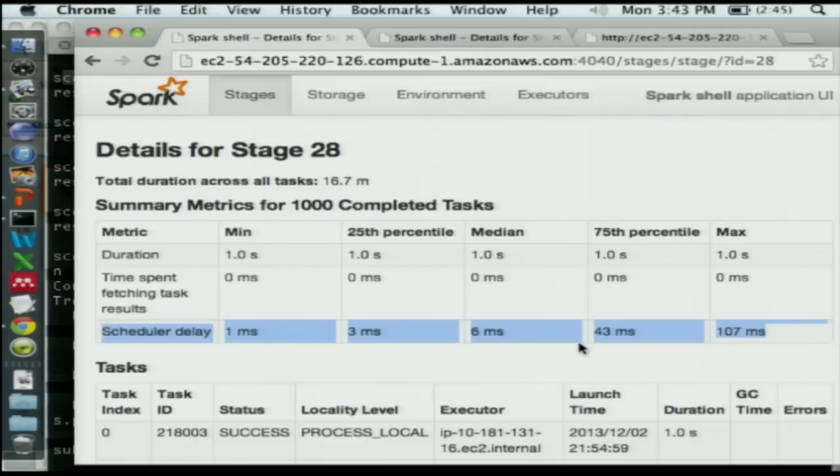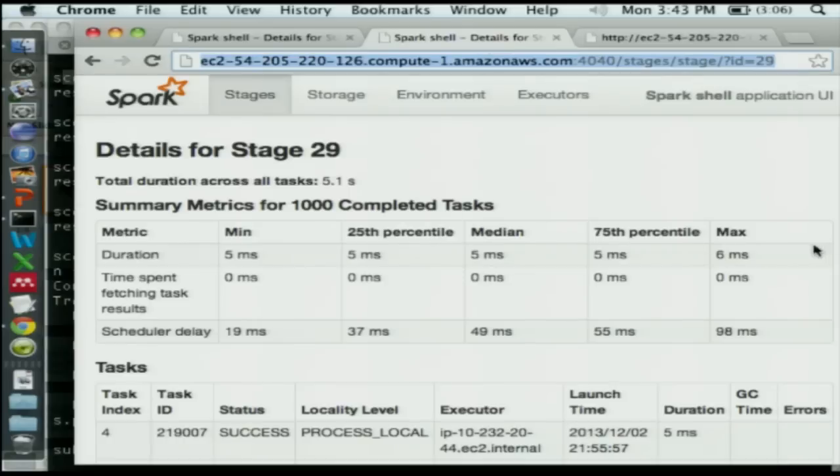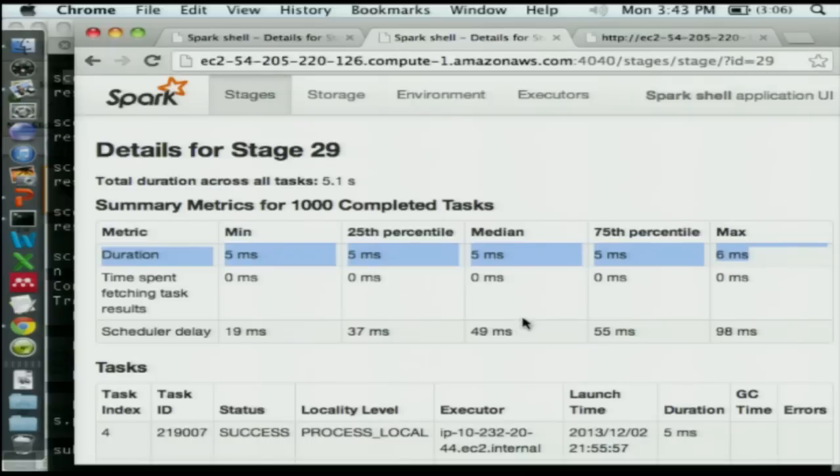At the median, it's 6 milliseconds. So everything is hunky-dory when we're running these long 1 second tasks. But then if we try and run a job that's composed of shorter tasks, so here I'm running a job that's composed of tasks that just sleep for 5 milliseconds, the scheduler delay is getting much longer. The median scheduler delay is 50 milliseconds.